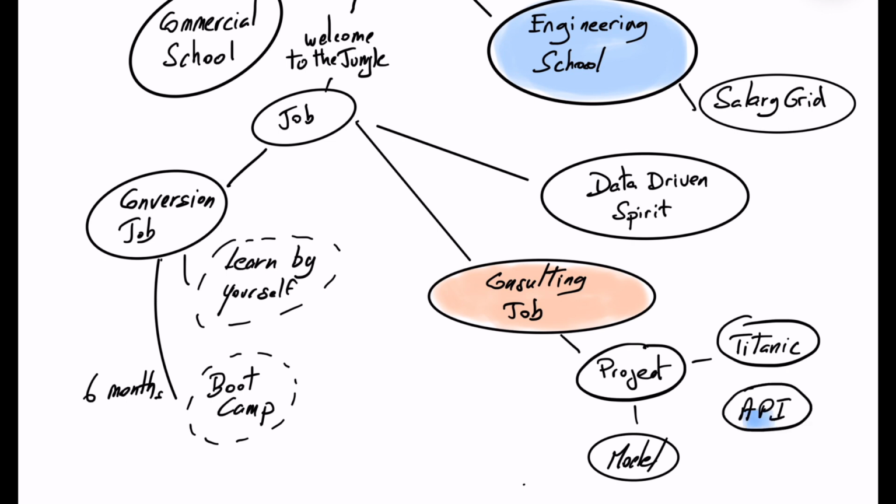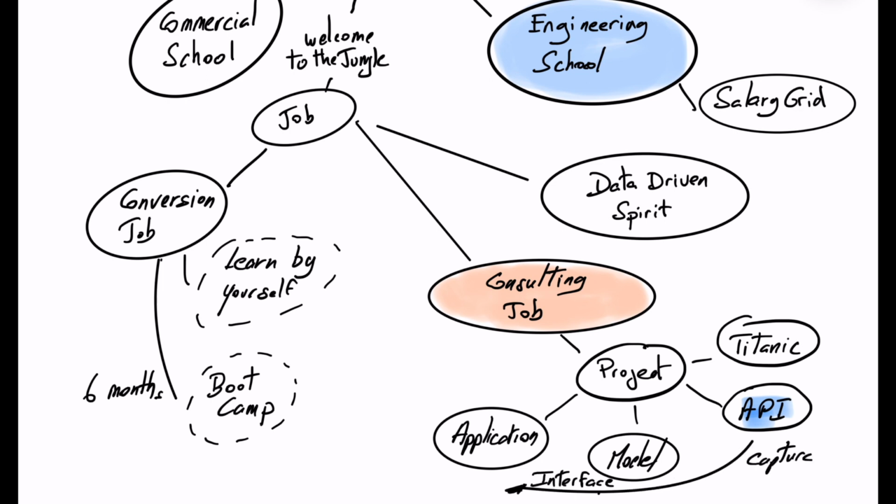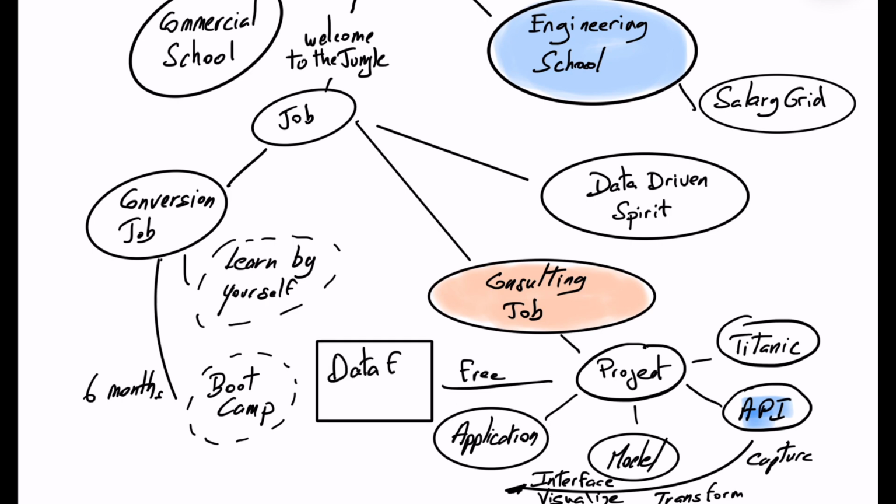For example, using the Spaceship Titanic dataset from Kaggle. APIs are also important to capture, manage, transform, and present data. Data for Good, a free project, is a way to create a network. To find a job, go on the Welcome to the Jungle website.